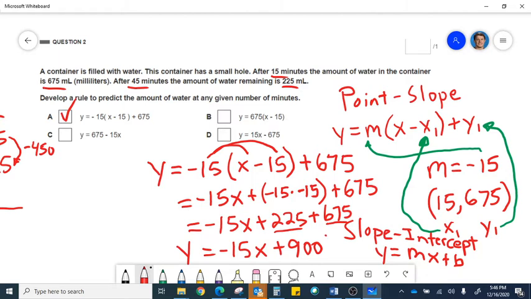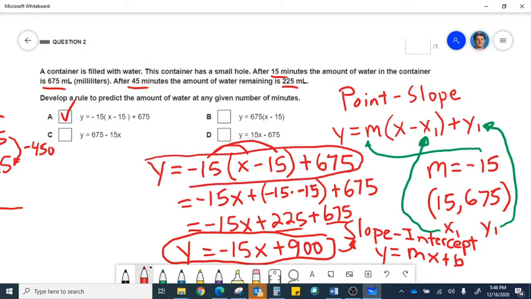And that is my slope-intercept form. Okay, that's slope-intercept form of the equation that I had right up here. So this is point slope, and this is slope-intercept.